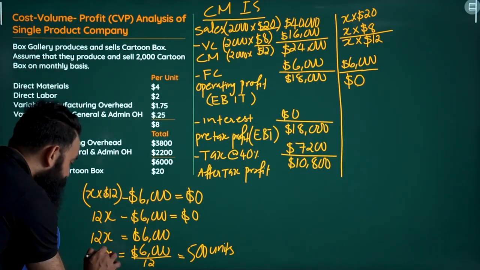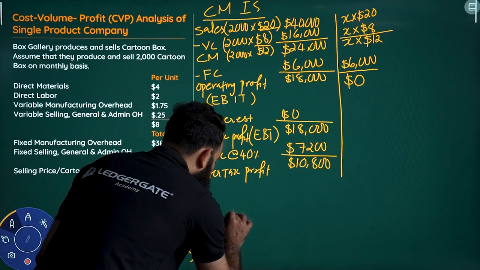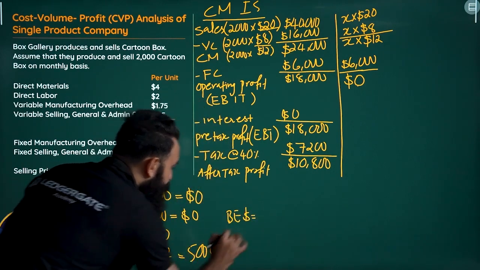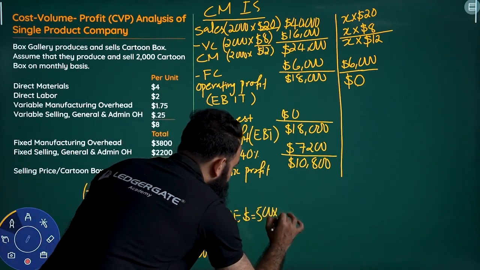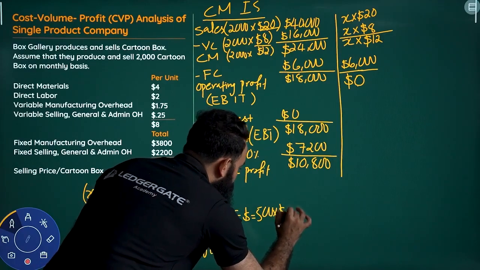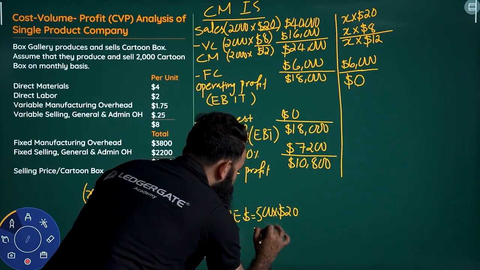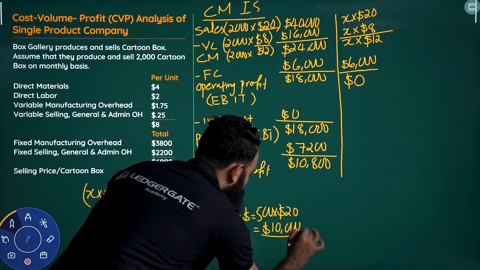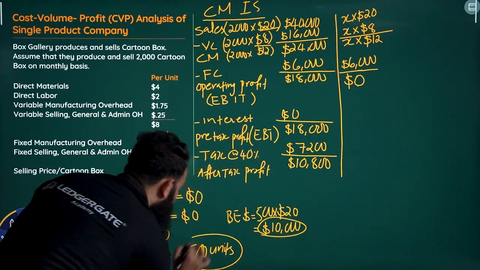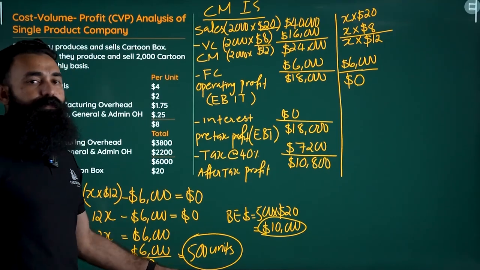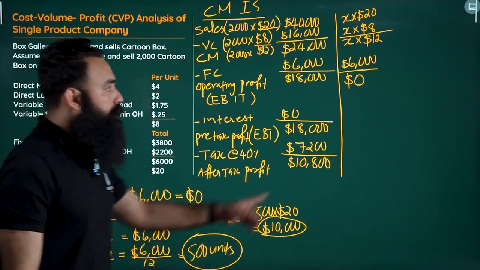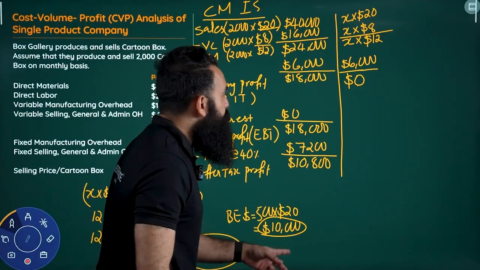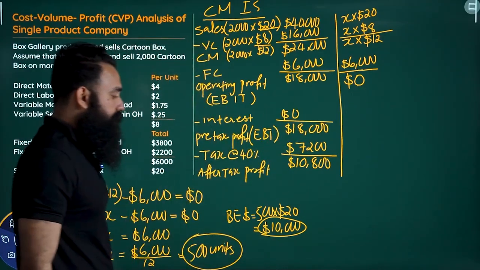So this is break-even sales units, and break-even sales value is equal to what? 500 into the selling price, $20. So that will be how much? $10,000. What does it mean by this and this? This is the number of units to be sold to break even. This is the value of sales to be made to break even, right?